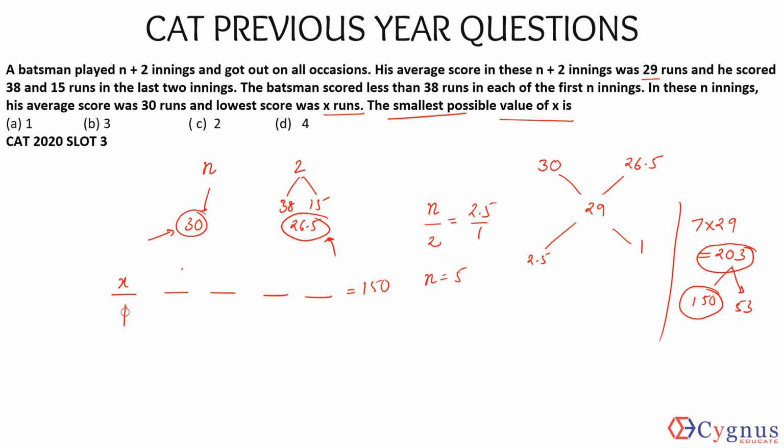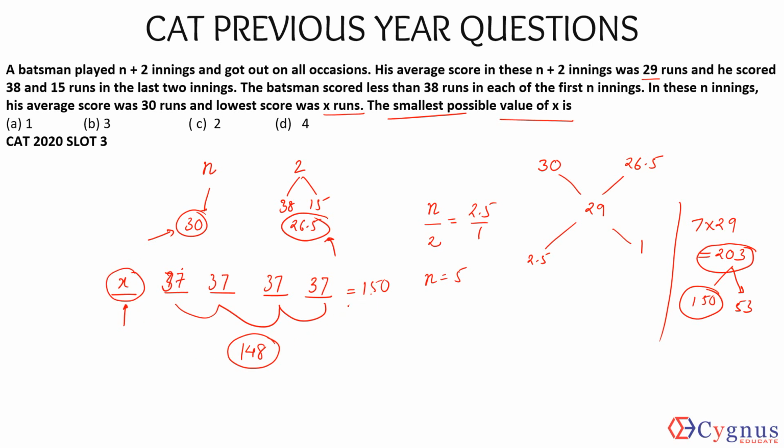Since we want to minimize this x, in that case, all these four values should be as high as possible. And we also know that they cannot be equal to 38 or more than that. So let's assume that this is 37. This one is also 37, this one is also 37, and this one is also 37. So 37, when counted 4 times, what do we get? This is 120 and 28, 148. So maybe he'll score 148 runs in these 4 innings.